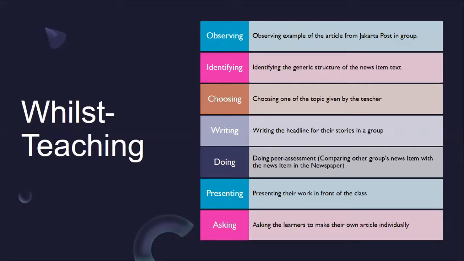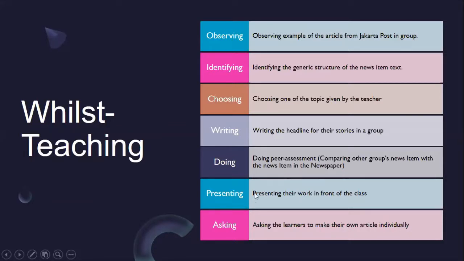The next is doing peer assessment. In this activity, they compare other groups' news items with the news item in the newspaper. Why do they have to compare other news items with the news item in the newspaper? In order to improve the students' complexity in writing. So they can give feedback on their friends' writing based on the example of the newspaper.